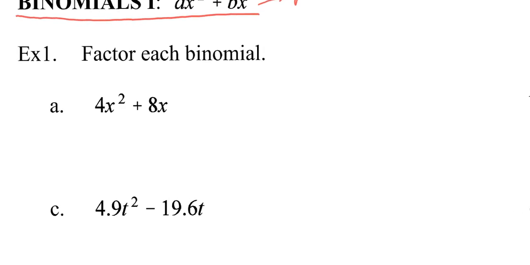So this one asks us to factor each binomial, right? Now, the thing that we're going to pull off is 4, because 4 can divide both 8 and 4. So we're going to pull off that first. Then we're going to look at pulling out an x from both of these just like before. Now you have to ask yourself what's left over.